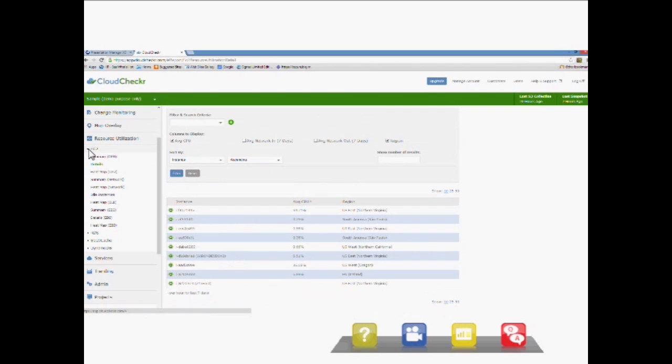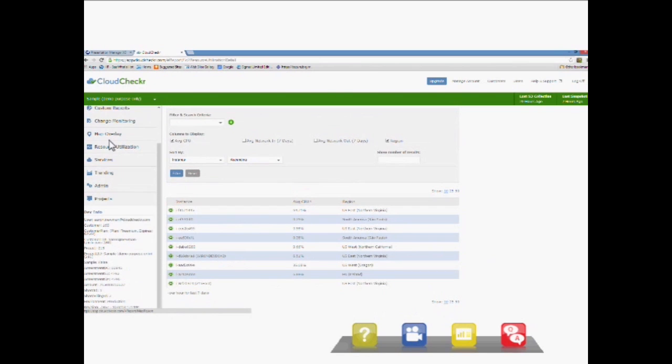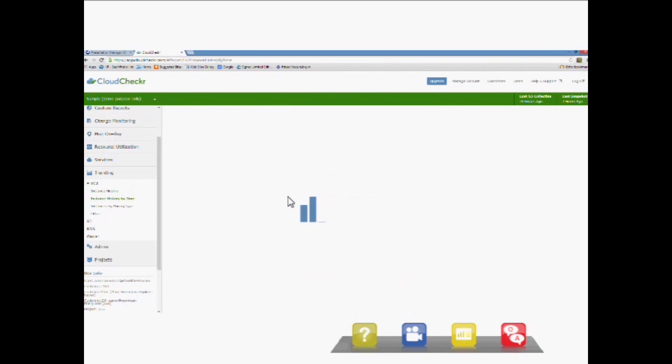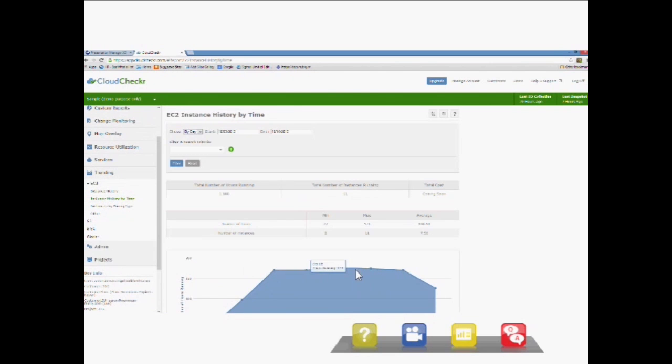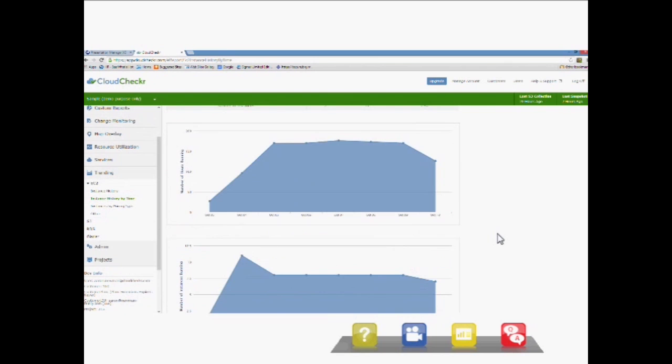So there's your resource utilization. You have trending, so you can actually see what it looks like by time. So you can come into your instance history by time. You can actually see how many hours you're running across time. So you can do that by day or by hour.